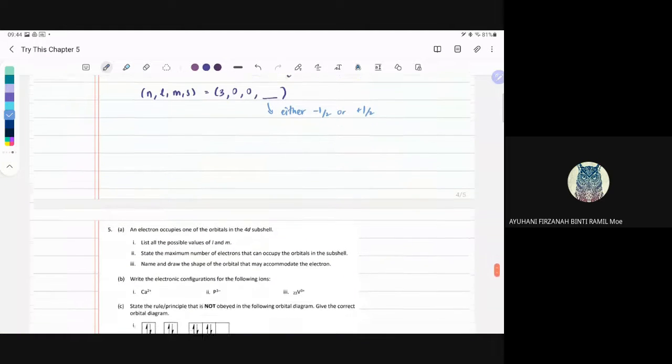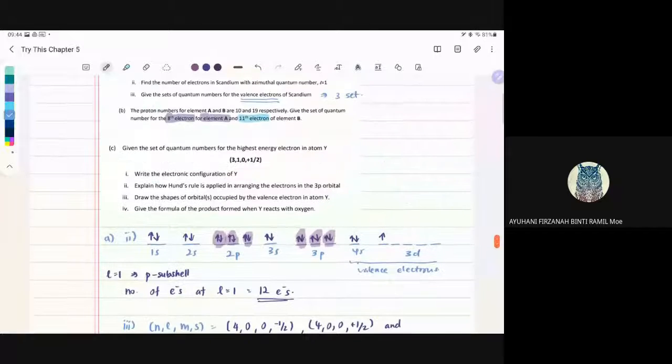Okay, now let's move on to the next question. C. Give the set of quantum numbers for the highest energy electron in atom Y. Oh, given, sorry. So, ini adalah elektron paling luar dia, paling tinggi tenaga. So, dia minta terus electronic configuration. Jadi, daripada sini, macam mana kita nak tahu electronic configuration dia? So, kita tengok ini dalam orbital apa. Kita tengok ini dalam 3p. So, this is in 3p subshell. Bermaksud, okay, apa-apa yang sebelum 3p semua dah penuh. Sebab ada elektron paling luar dia dekat 3p. 3p paling tinggi tenaga dia.